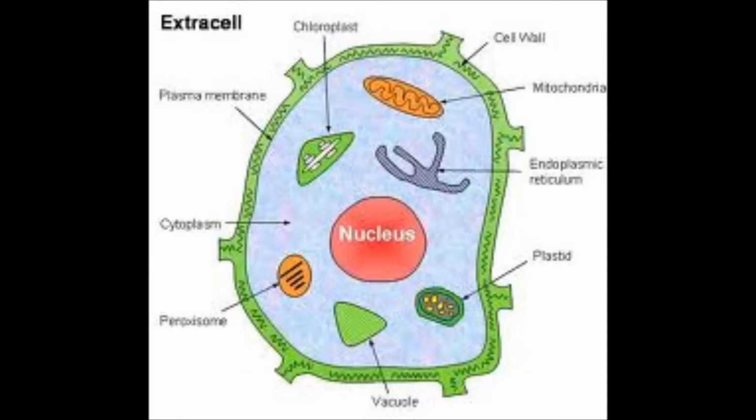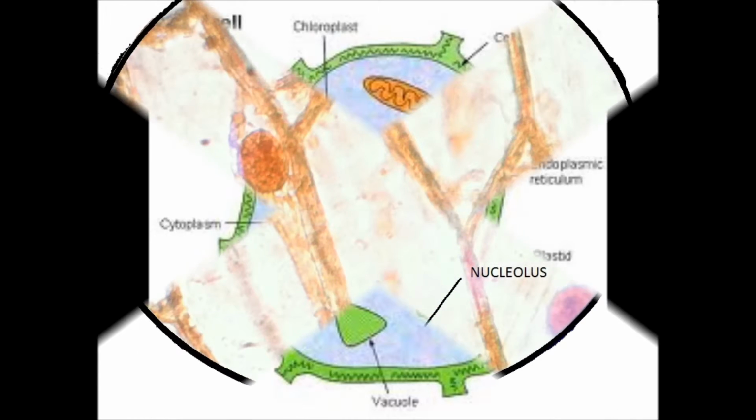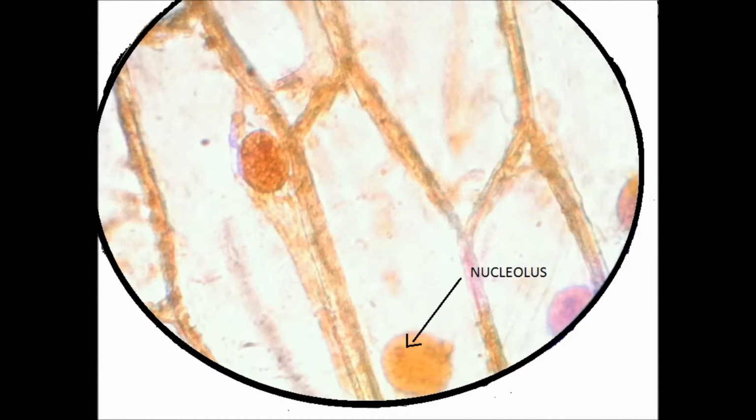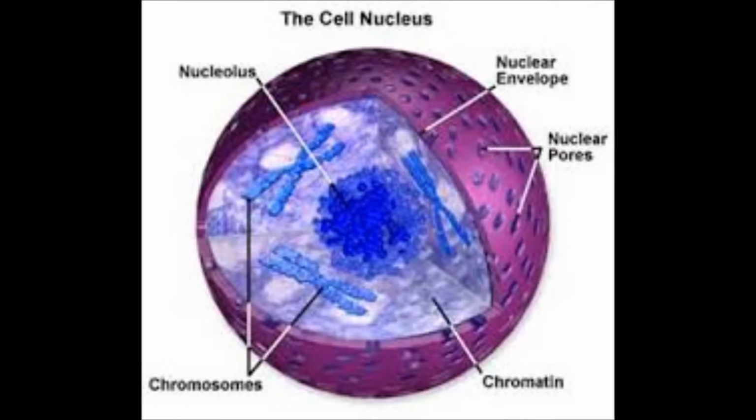Now, if you get closer, you can see that the nucleus has a dot inside. That dot is the nucleolus. The nucleolus is a very important part for the making of proteins and the ribosome. The ribosome is the one that produces those proteins.